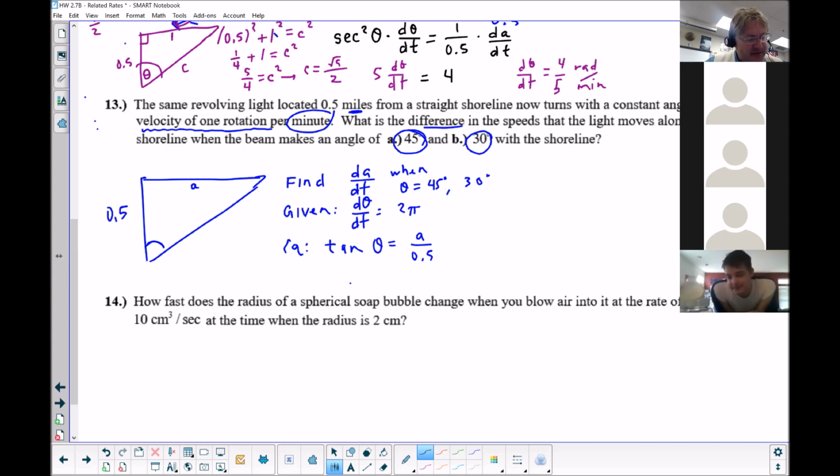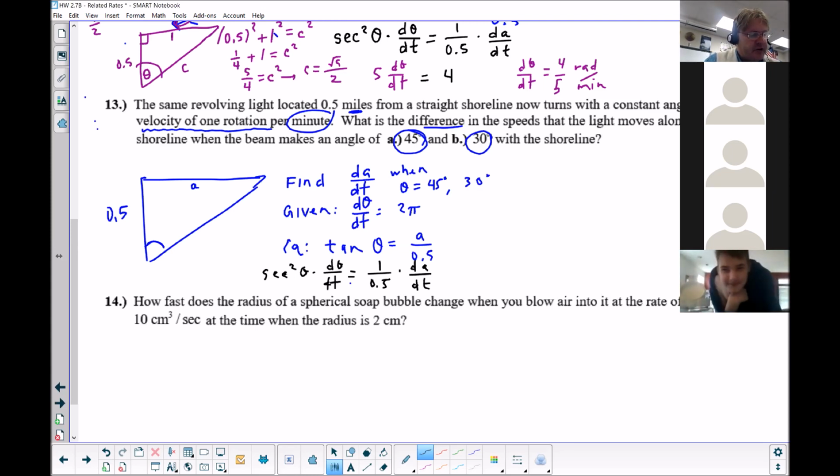So we're going to take this derivative, and we get secant squared theta times d theta/dt equals 1 over 0.5 times dA/dt. Maybe I just need to slow down a little bit. So next up, dA/dt is what we're trying to find. d theta/dt is our 2 pi. Secant squared of theta we're going to have to find, and luckily it's a little easier to find these things.